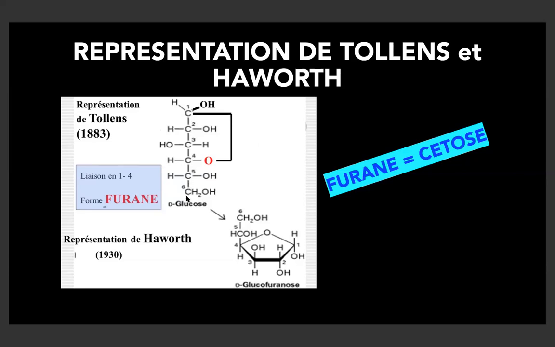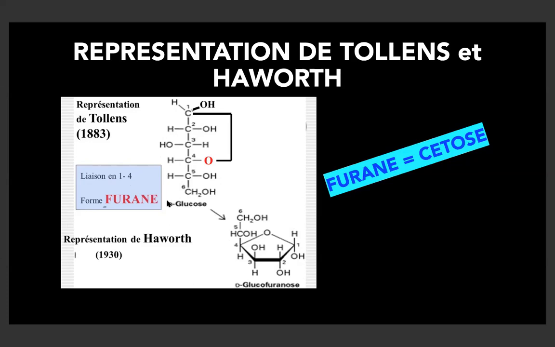And we said for représentation de Haworth, it comes in as a result of the bond that is formed between carbon number 1 and carbon number 4. The bond formed from carbon number 1 and carbon number 4 results in the formation of the Haworth projection, or Haworth representation.